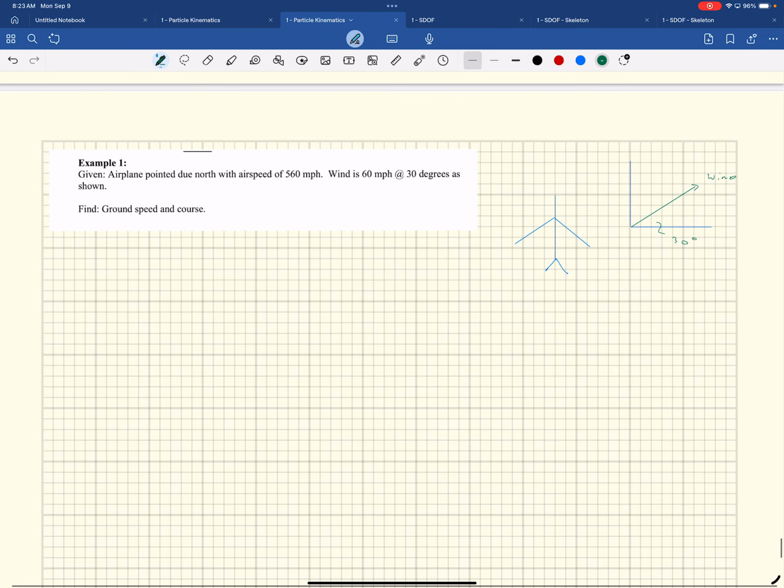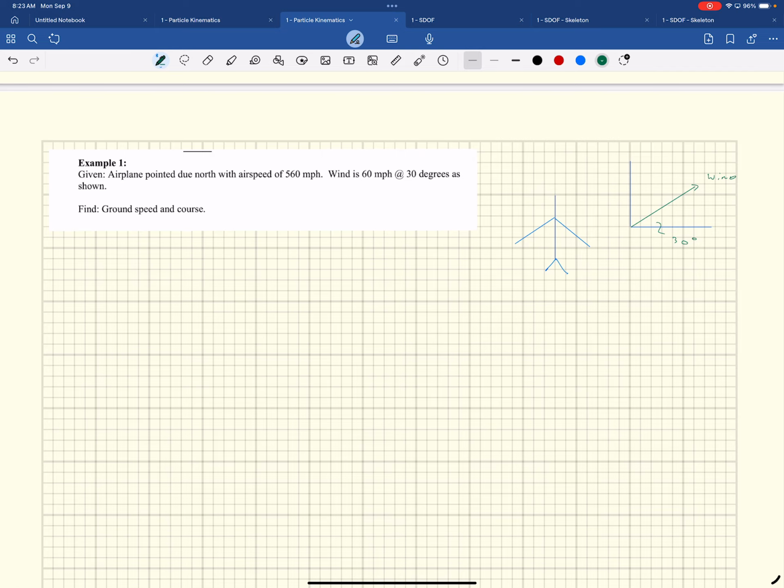What it asks us to find is the ground speed and course. The course is the direction. Ground speed is how fast it's going, and the course is which direction it's actually traveling. It's pointed north, but the wind is moving, so there's some relative motion going on. It's pointed north, going 560 miles an hour relative to the wind, and it's drifting off to the side. So where is it actually headed?